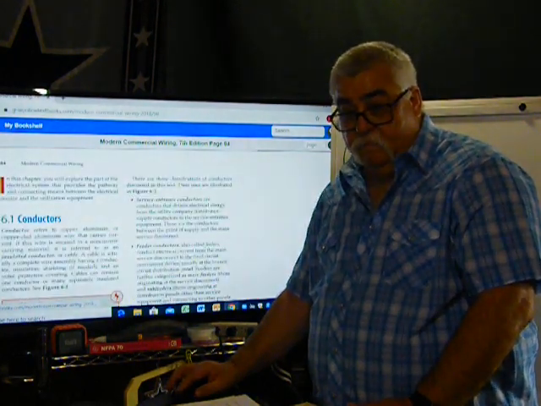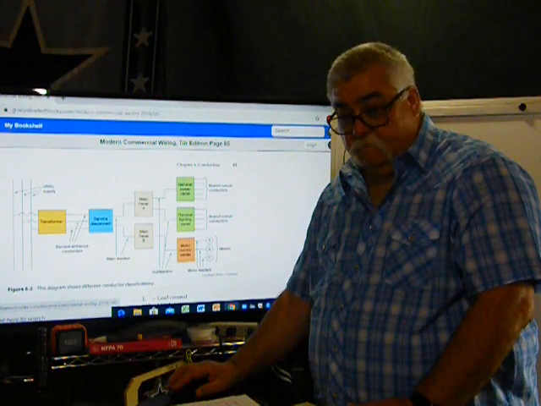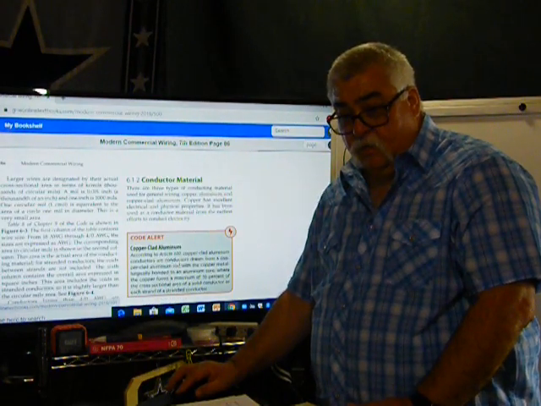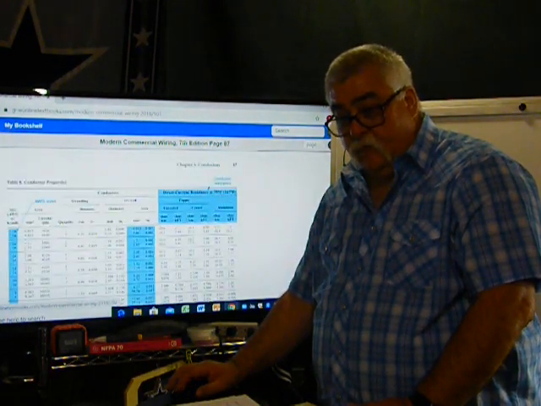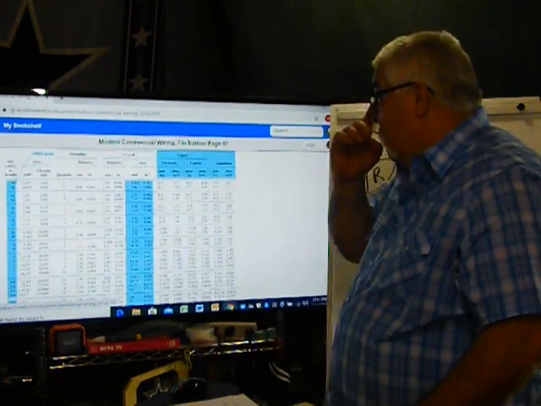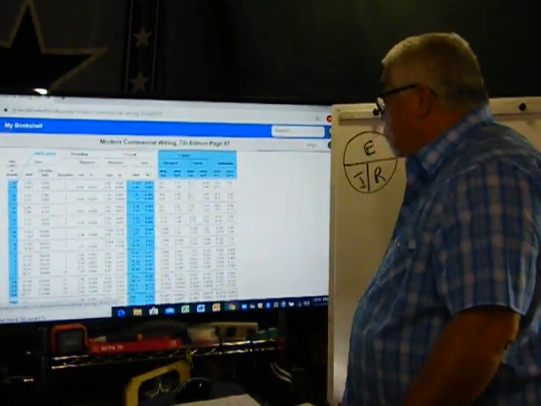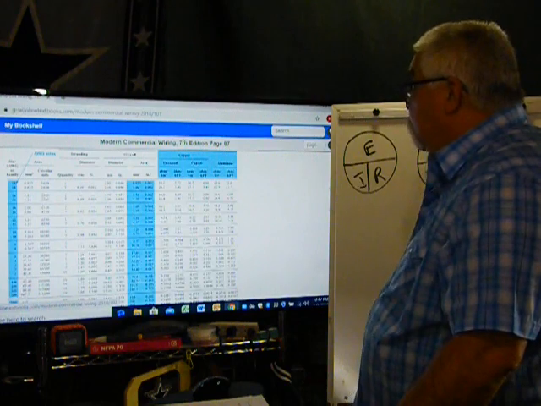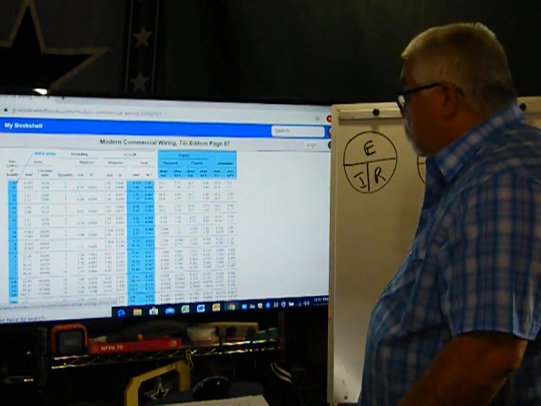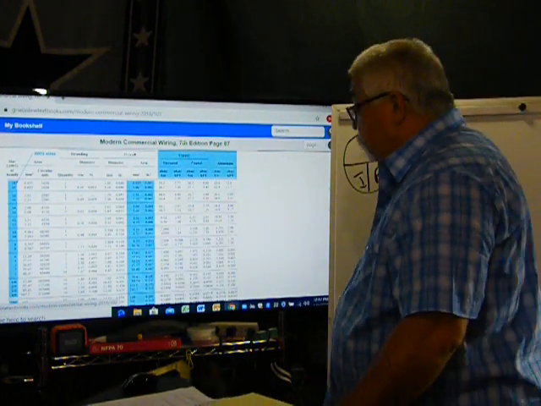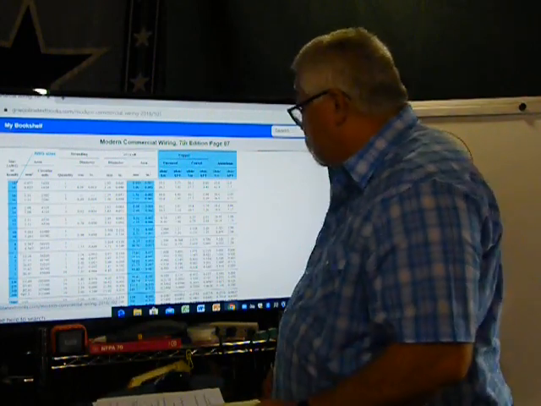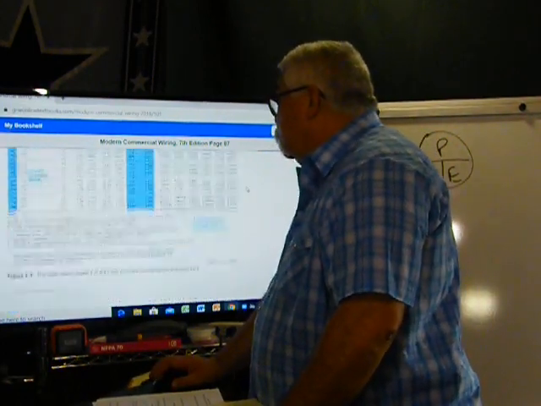Here we go. Conductors. Okay, these are different conductors. This is the properties of a conductor. Well, Table 8, I'm sorry. Table 8. I can't read that and read to the bottom. This is Table 8.